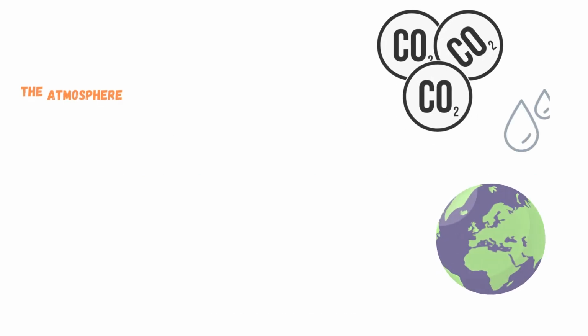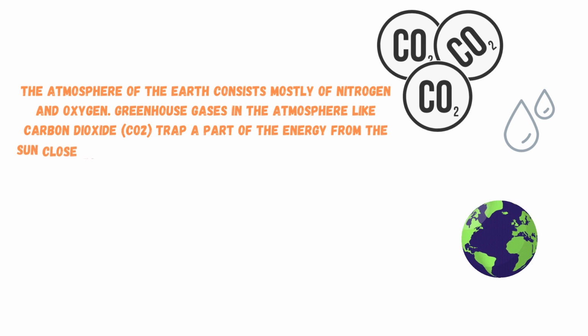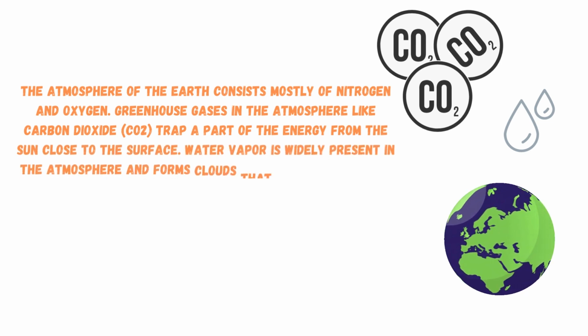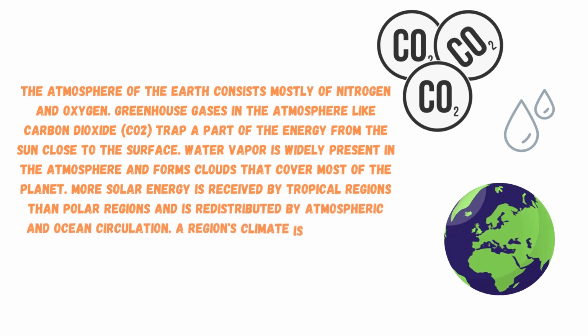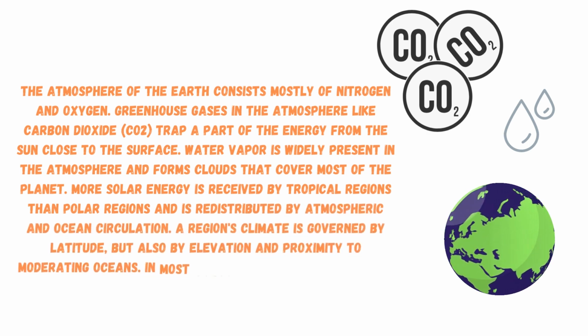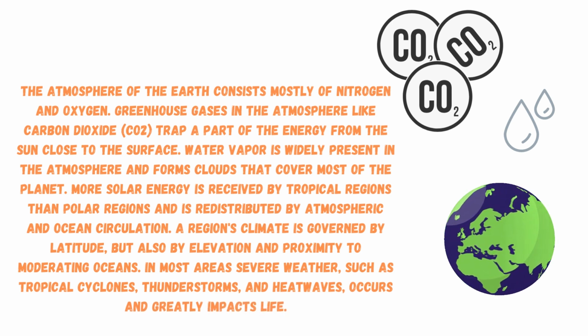The atmosphere of the Earth consists mostly of nitrogen and oxygen. Greenhouse gases in the atmosphere like carbon dioxide, CO2, trap a part of the energy from the Sun close to the surface. Water vapor is widely present in the atmosphere and forms clouds that cover most of the planet.